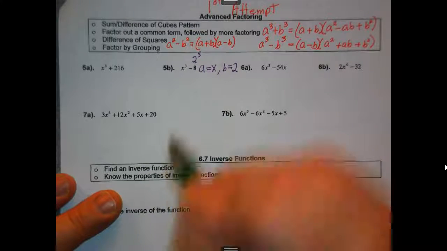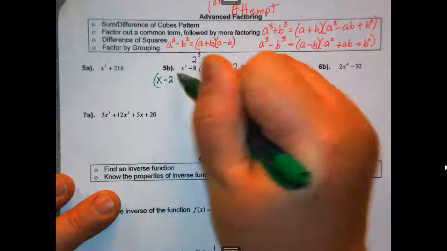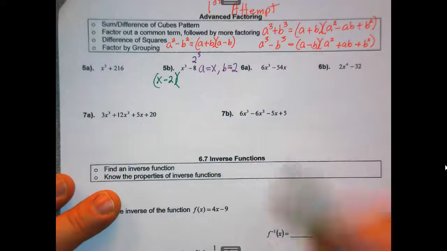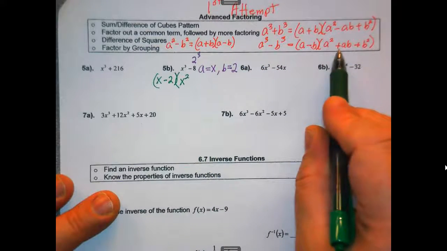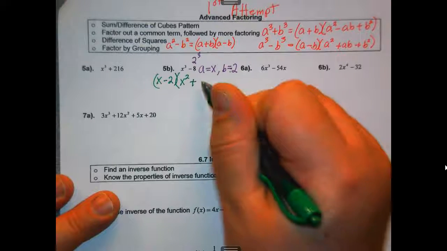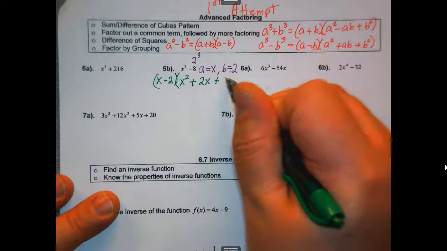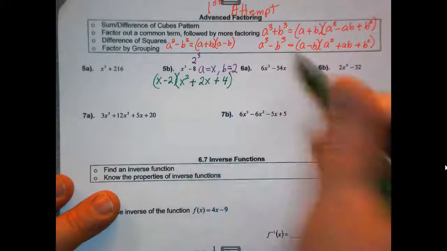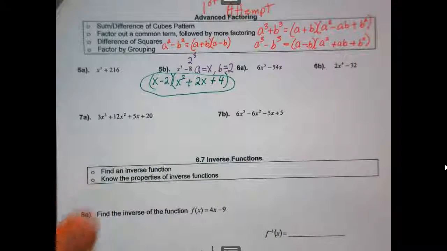I have a minus b. So I have x minus 2. A squared and plus ab. My a is x, b is 2, so 2x. Plus b squared. What's 2 squared? And there's my answer.